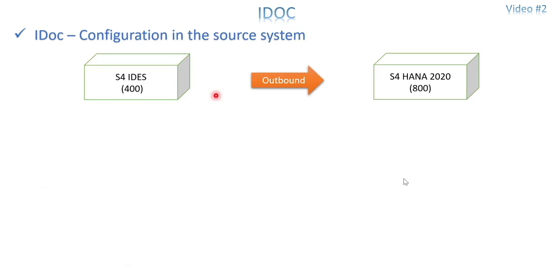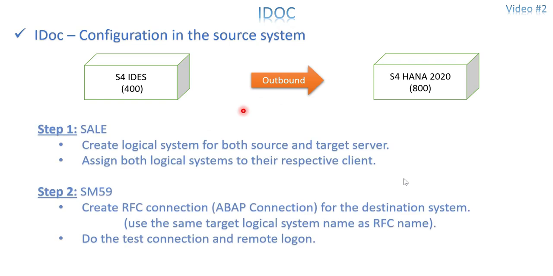And in my rental system, I'm going to have these two servers. One is S4 IDOC and the client number is 400. And this is S4 HANA 2020 and the client number is 800. Okay. And this is an outbound IDOC.